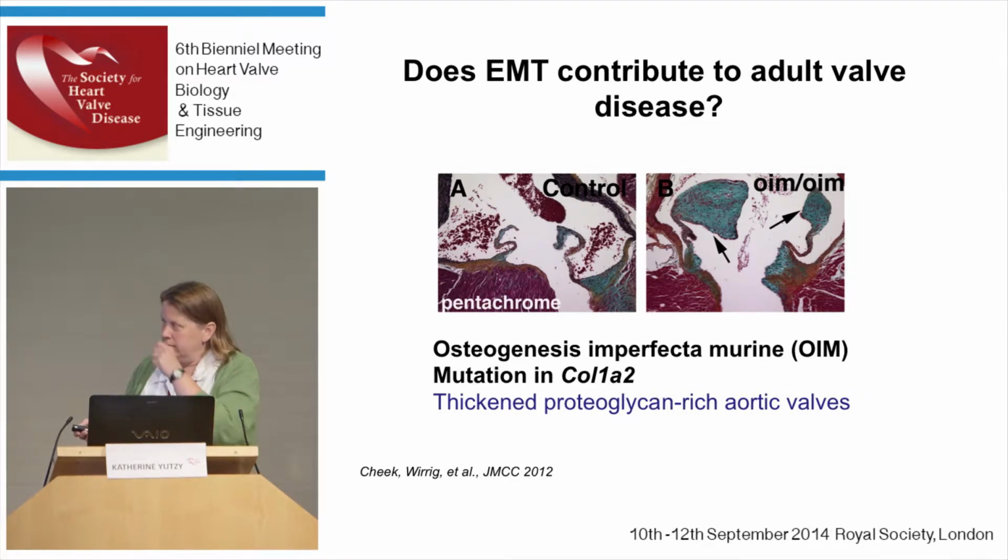So the model that we used was an osteogenesis imperfecta model, and this is a mouse model of a bone condition, but these mice also have valve disease, where in the aortic valves they have very thickened and proteoglycan-rich valves. The initial mutation in this is a COL1A2 structural mutation, so their collagen is compromised structurally. It's there, but it's not right. And over time, these valves develop this proteoglycan-rich, thickened phenotype in the aortic valve.